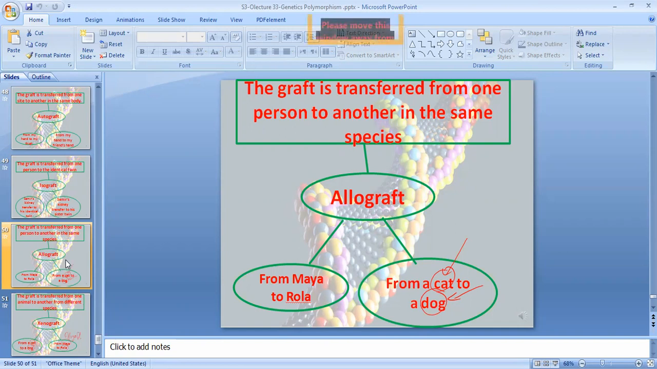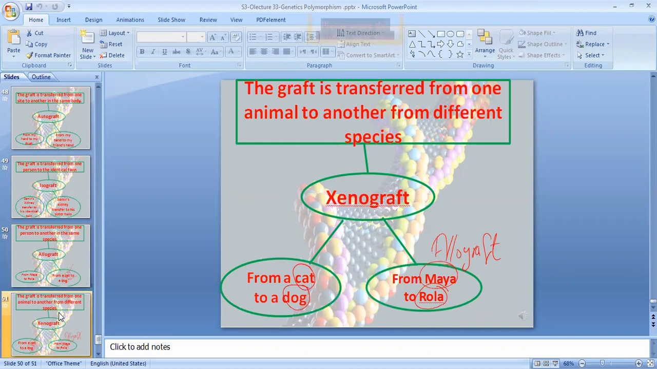While another example is from a cat to a dog. Cat and dog are different species, so they are not an example of allograft. Mostly, allograft is rejected unless you have certain circumstances and certain drugs are taken, but mostly it's rejected because these individuals carry different HLA.